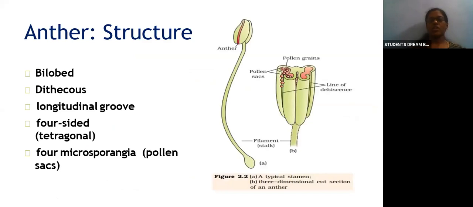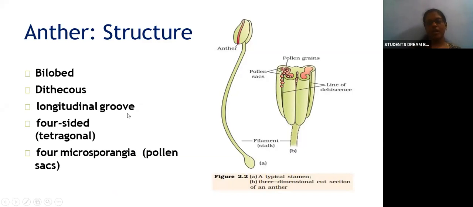So this is the cross section. When we cut it, the structure of the anther will be like this. It will be bilobed, so it has two lobes. Bi means two. Then it is dithecous. Di means two, so it has two thecae. Thecae means cells or compartments. It has two cells or two compartments. So it is dithecous. You can see it is bilobed, it is dithecous, and it has a longitudinal groove.